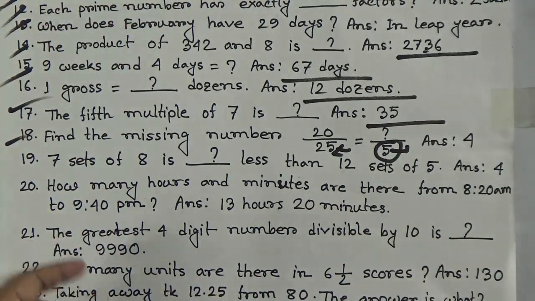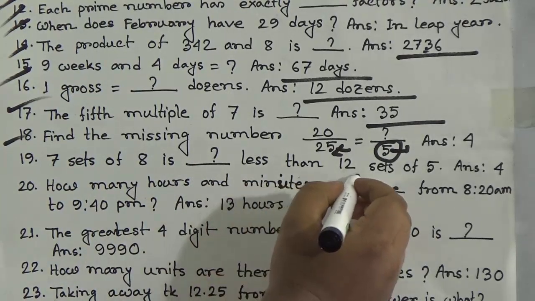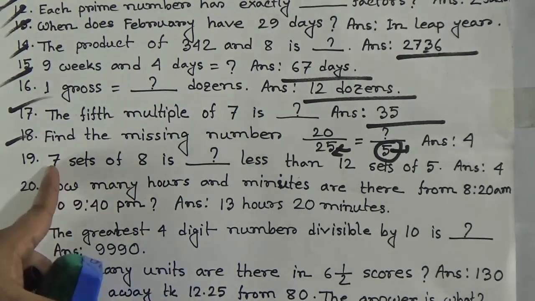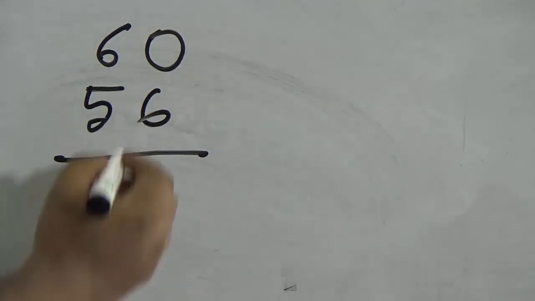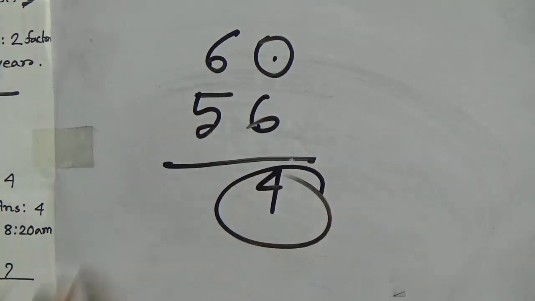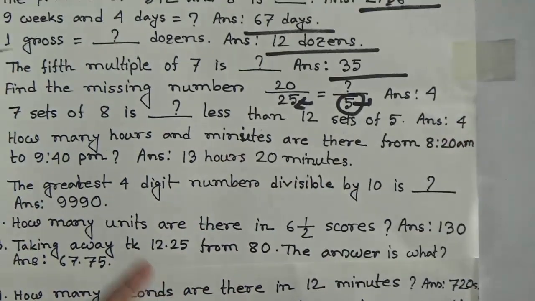Our next question is, 7 sets of 8 is dash less than 12 sets of 5. So at first we multiply 7 with 8. 7 eights are 56. Then we multiply 12 with 5. 12 fives are 60. Then we subtract these two numbers and we get the answer. 60 minus 56 is 4. So 7 sets of 8 is 4 less than 12 sets of 5. That means the answer is 4.